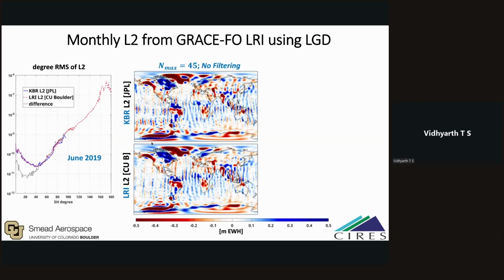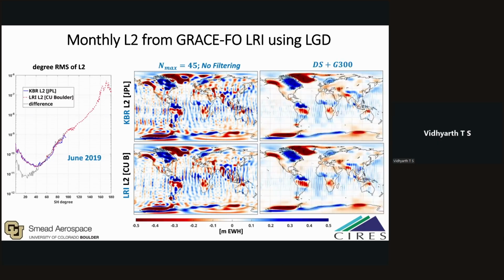These two spatial maps here show the surface mass change in terms of equivalent water height from the KBR solution and from our LRI solution, using the coefficients up to degree 45 and no filtering applied. So if you look at the surface mass change that we get from our LRI map, you see that small scale mass changes, for example, over Patagonia and Caspian Sea, have a similar quality to those in the JPL solution, which gives us some confidence in our solution.